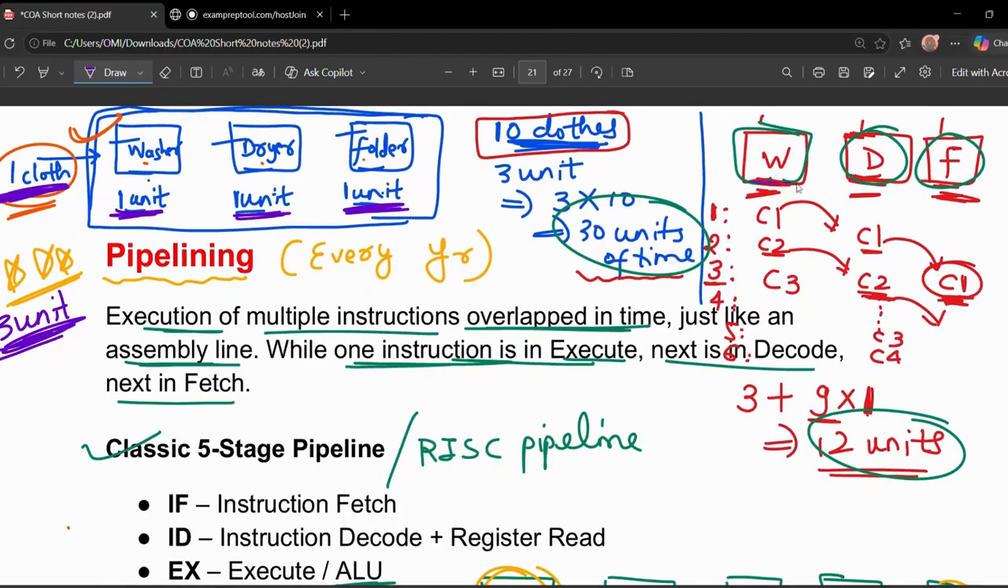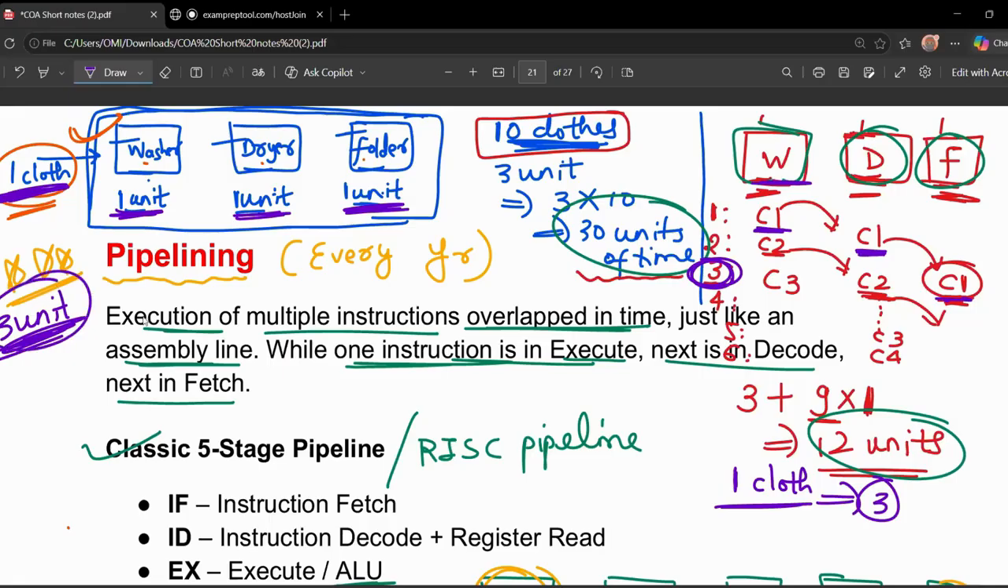But similarly, in case of pipeline, if you have only one instruction, one cloth, how much time is it taking? Look at the C1 cloth. It is taking 3 units, right? It is taking 3 units.